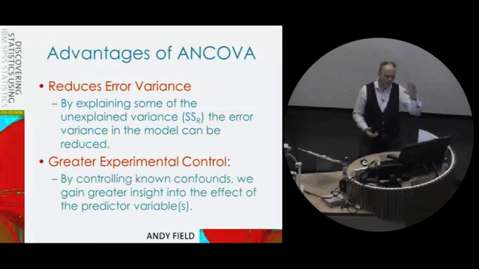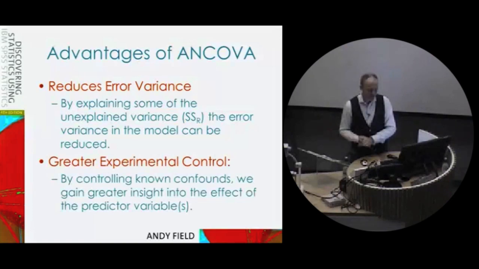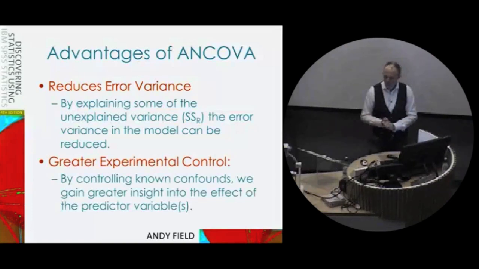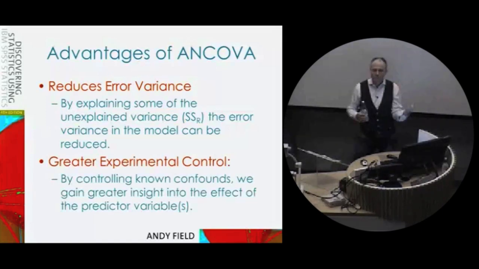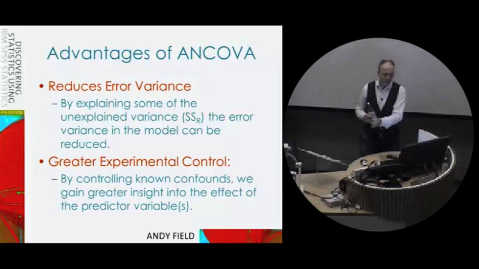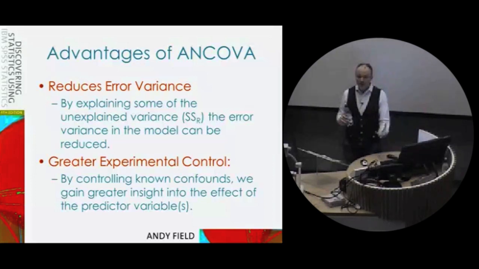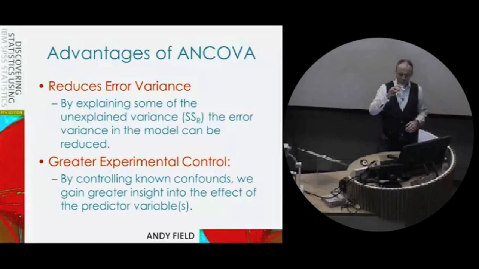So as well as manipulating a variable in a systematic way, you're also adjusting for other factors that you know should have an influence on the outcome variable that you're interested in. So on balance, it's a good thing. If you know that there are certain things that are going to affect your outcome variable and you can measure them, then it's a good thing, in theory, to factor them into your analysis.